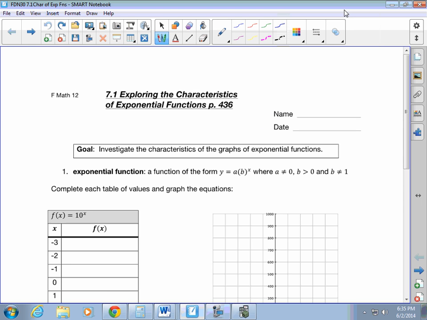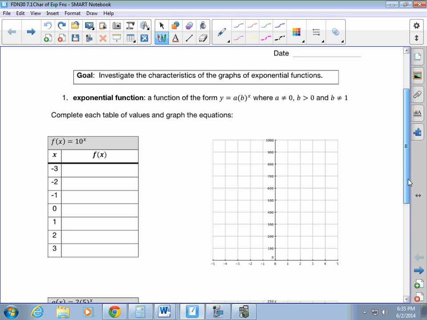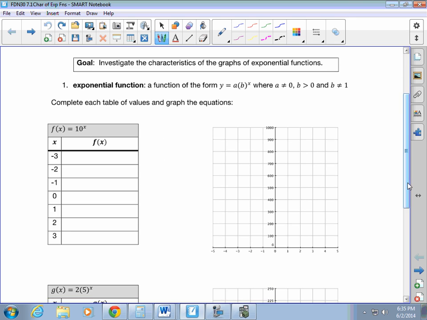7.1 is exploring the characteristics of exponential functions. So what we're trying to do is take a look at what an exponential function is and identify some of the characteristics that we can use to help us graph it or identify what a graph would look like. So an exponential function is a function of the form y is equal to a b to the power of x, where a is not equal to 0 and b is greater than 0 and b cannot equal 1.